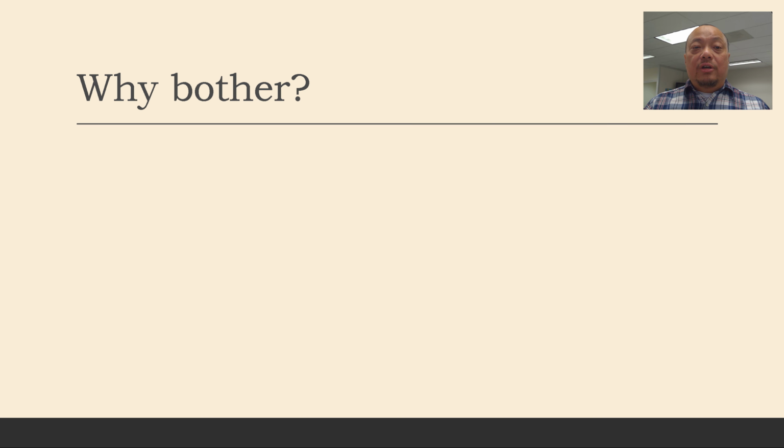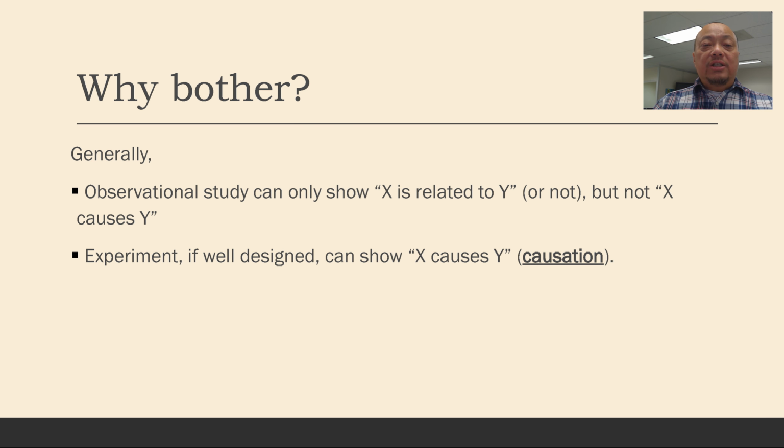Now, you may ask, why bother? I mean, research is research, right? Why bother distinguishing them? The answer is because, generally speaking, an observational study can only show that variable X is related to variable Y, or not. It cannot prove that X causes Y. In order to show that X causes Y, you need an experiment, a well-designed experiment. That's why we need to pay attention to whether something is an experiment or an observational study.